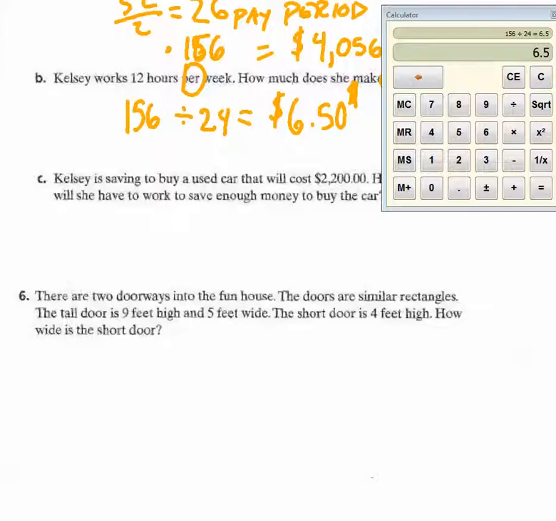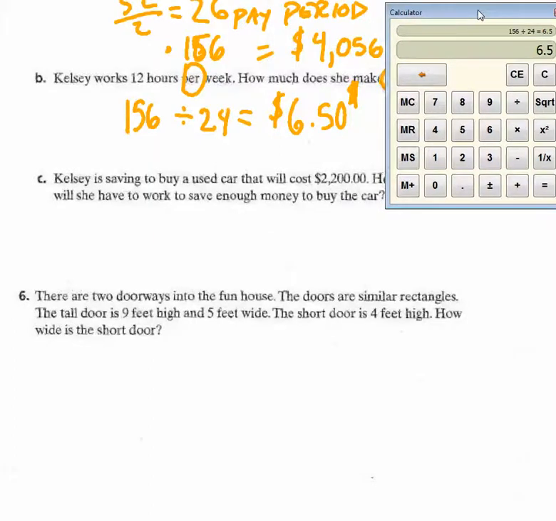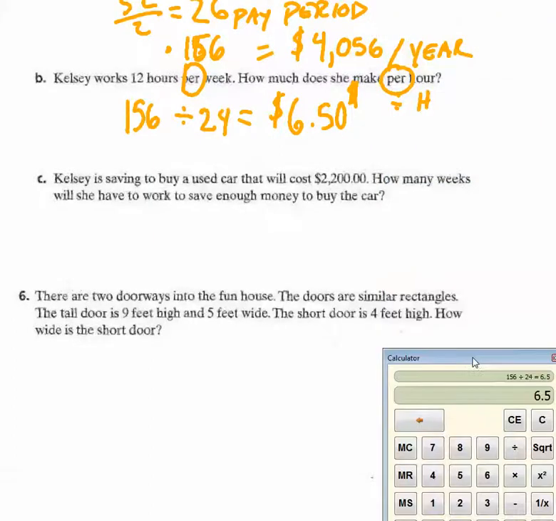Kelsey is saving to buy a used car that will cost $2,200. How many weeks will she have to work to save enough money to buy the car? So this is kind of tricky. This is how I would go about it. So she gets paid every 2 weeks, right? And so I would take that $2,200 and I would divide it by 156. And so this is going to give me how many pay periods she needs.